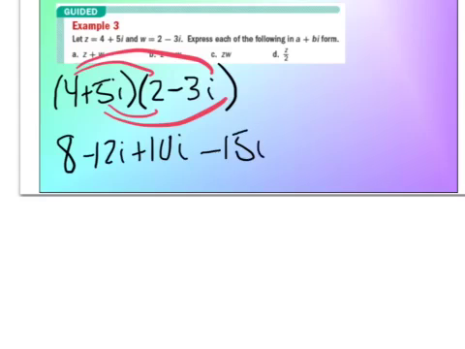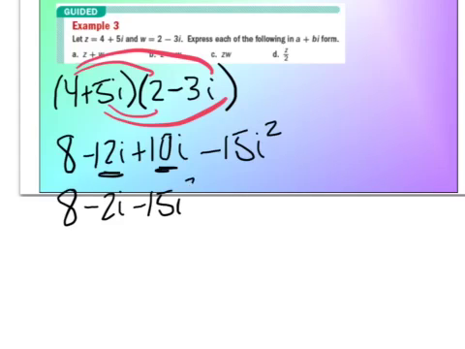Just treat i like it was an x. It's just a variable right now. Okay, add your like terms here. What we have right here for like terms is there. So we're going to have 8 minus 2i, and then it's a minus 15i squared.